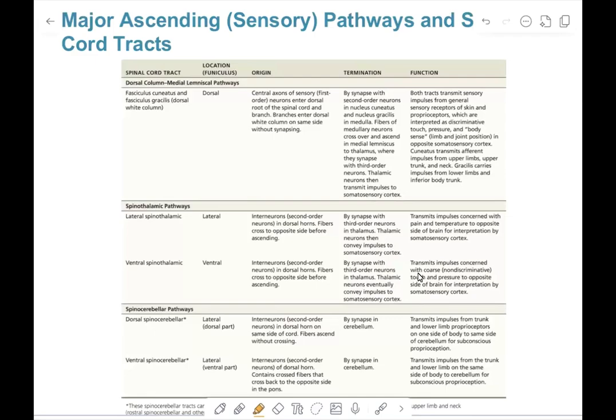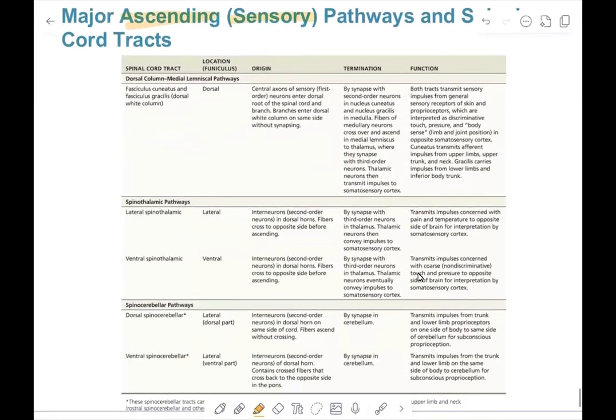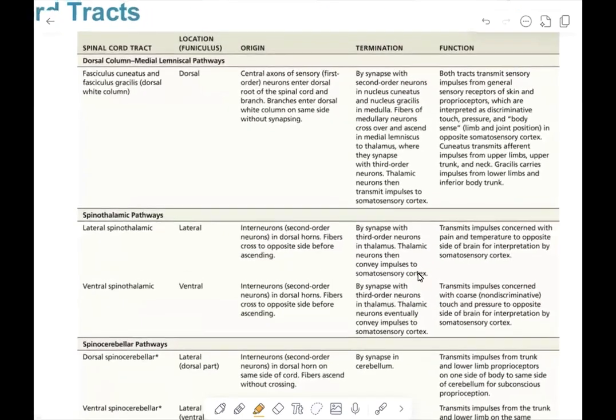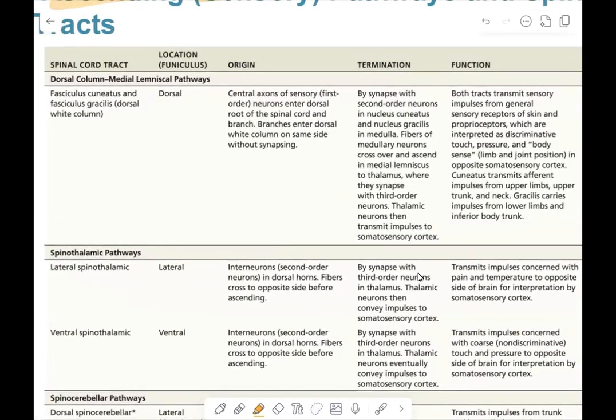So the last few charts in this chapter include the major ascending, which are sensory pathways, and the spinal cord tracts. There's only a few I want you to know. Most of them you can tell whether they're ascending or descending by the name, but there's a couple of exceptions. I'll highlight the important stuff that you need to know. The two exceptions are the fasciculus cuneatus and the fasciculus gracilis. If I haven't highlighted it, then you can just ignore it.